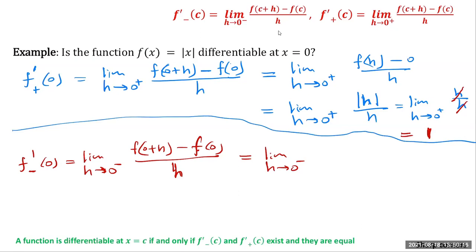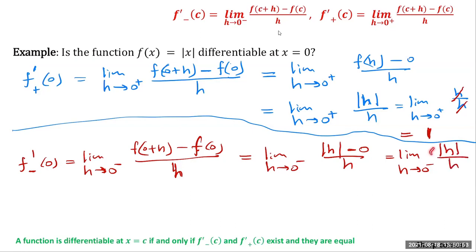What do I get here? Left-hand side, f of 0 plus h, which is f of h. F of h is absolute value of h minus f of 0. Again, my f of 0 is 0 because you can plug in 0 here to find my f of 0, which is 0, divided by h. This will be equal to the limit as h goes to 0 from the negative side, or the left-hand side, of absolute value of h divided by h.